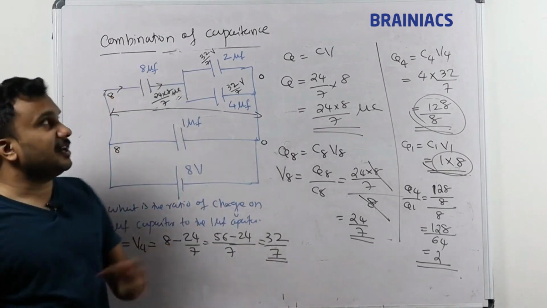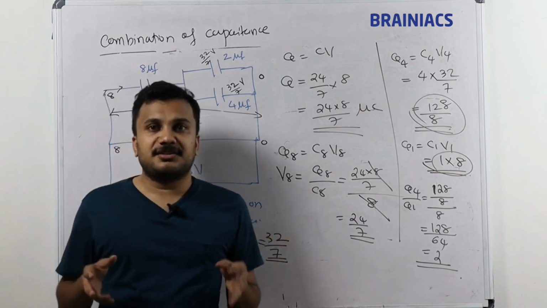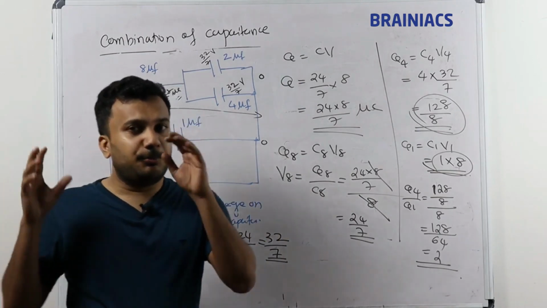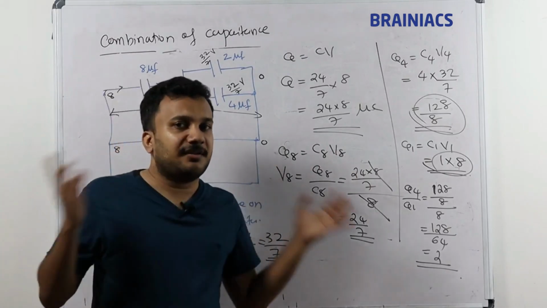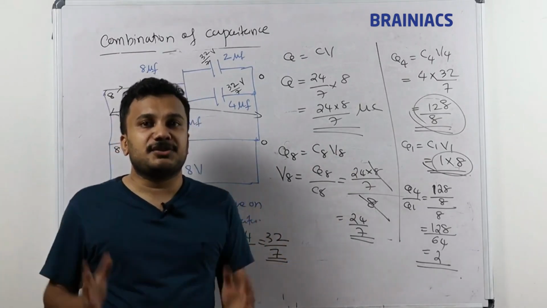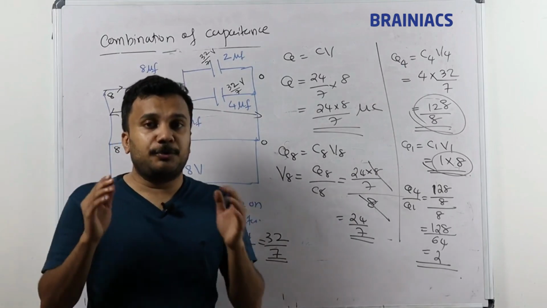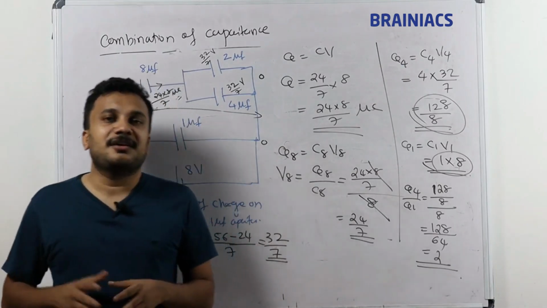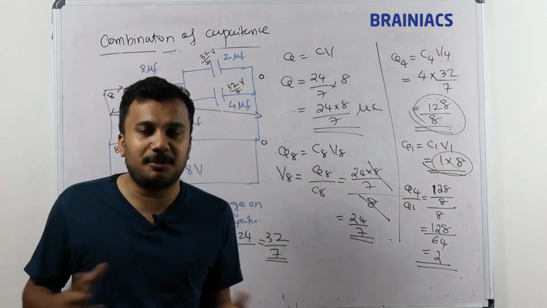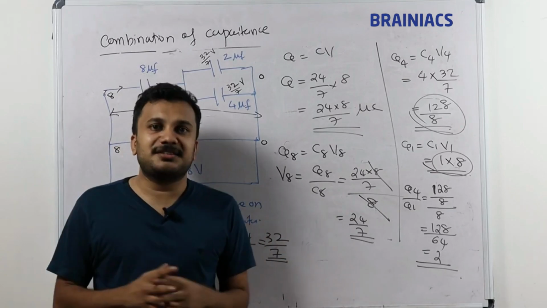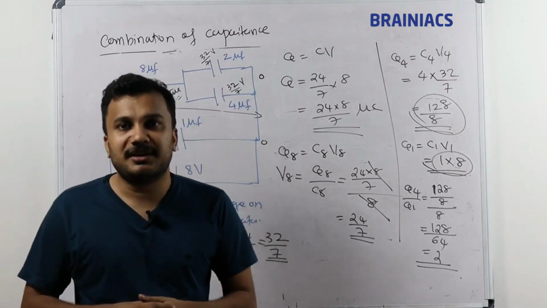So this is an example of a combination of capacitance. We have 3 examples: one purely with series combination, one purely with parallel combination, and the last example a combination of series with parallel. Hope you enjoyed today's session. This is all about the combination of capacitance. Some advanced things will be there, and we will see them in the next sessions.